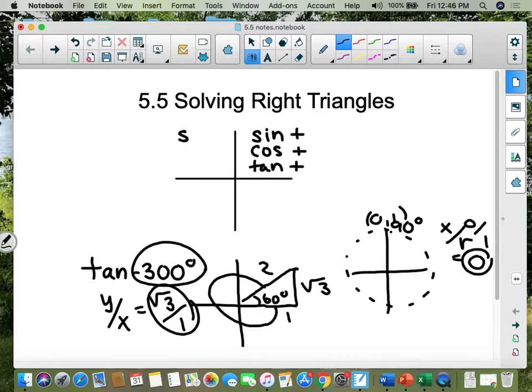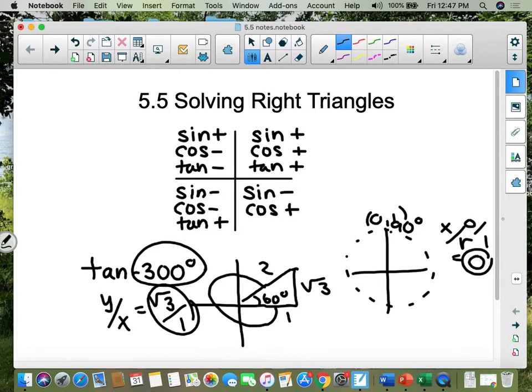In this quadrant, the sine is positive, the cosine is negative, and the tangent is negative. Once again, they're reciprocals. If the tangent is negative, the cotangent is also negative in this quadrant, right? I'm only giving you these 3, but the reciprocals also work with that. In this quadrant, the sine is negative, the cosine is negative, and the tangent is positive. And in that quadrant, the sine is negative, the cosine is positive, and the tangent is negative.